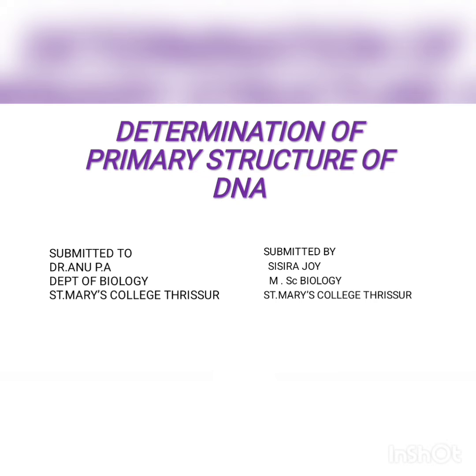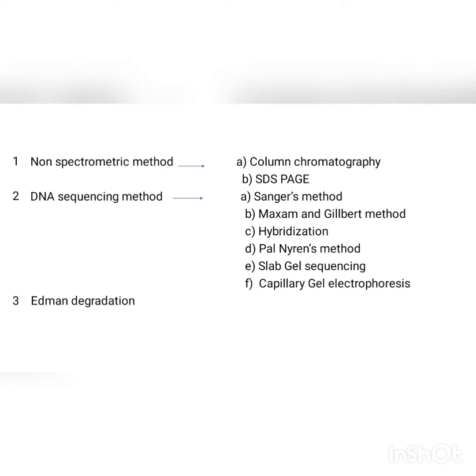Now we are discussing the topic determination of the primary structure of DNA. We are only discussing non-spectrometric methods, DNA sequencing methods, and Edman degradation. In non-spectrometric methods: column chromatography and SDS-PAGE. In DNA sequencing methods: Sanger's method, Maxam and Gilbert method, hybridization, pyrosequencing, slab gel electrophoresis, and capillary gel electrophoresis. Then the third one, Edman degradation.